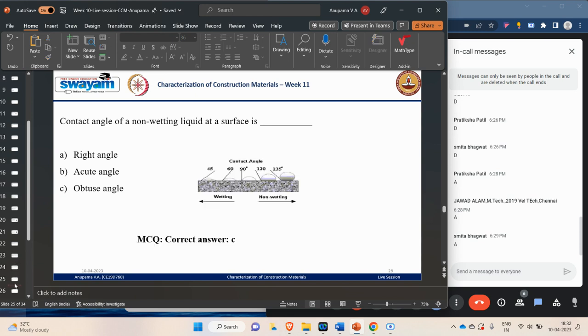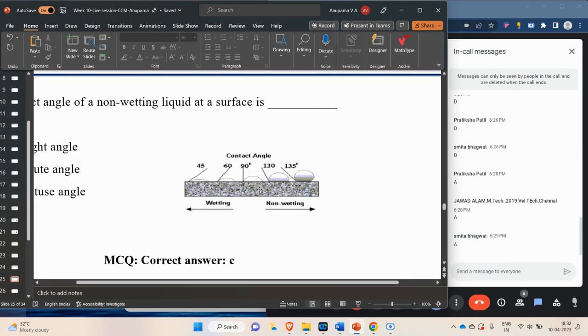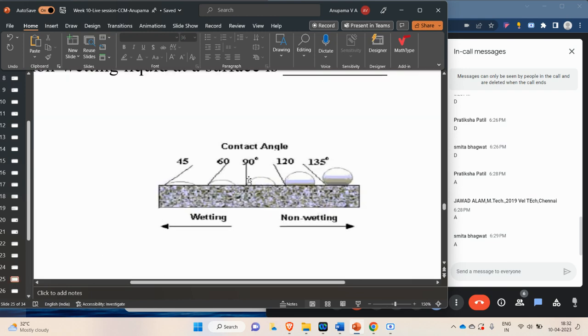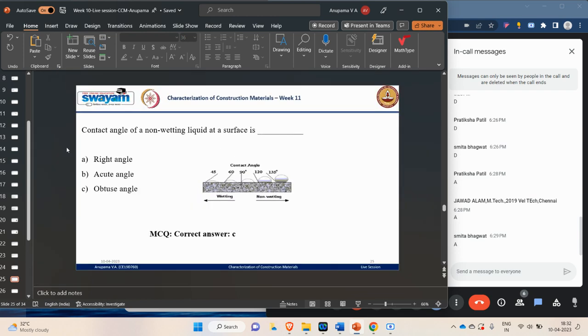Okay, let's see. The correct answer is option C, that is an obtuse angle. So, here if you see, an acute angle means the angle is less than 90 degrees, where the nature of the liquid is wetting. For a liquid to be non-wetting, the contact angle has to be greater than 90 degrees. That is an obtuse angle. So the correct answer is option C.